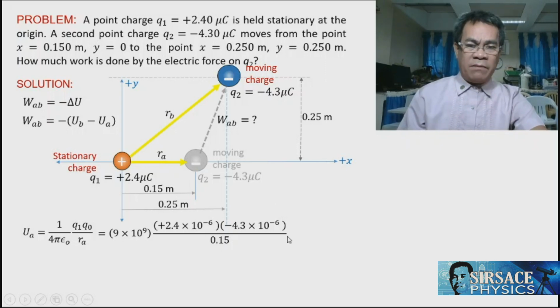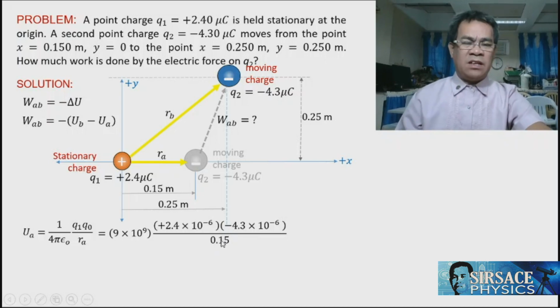Now multiply by the second charge. The second charge is a moving charge. This is negative 4.3. You have to consider the sign. Take note, we are calculating a scalar quantity, so we have to include the sign. So 4.3, because this is micro, we multiply by 10 raised to negative 6. By the way, if this is nanocoulomb, 10 raised to negative 9. That's how to convert easily.